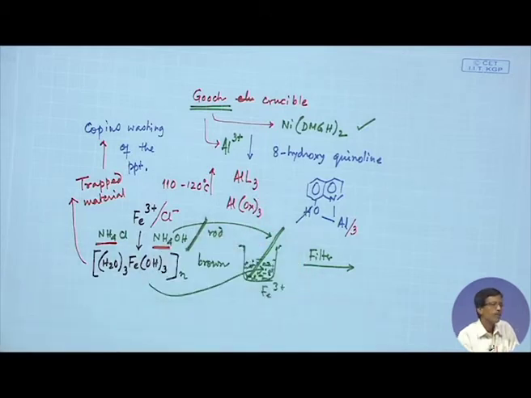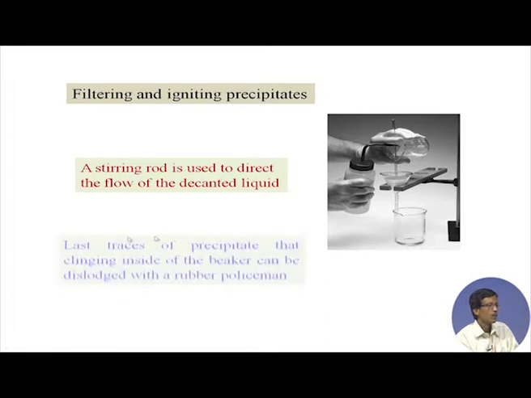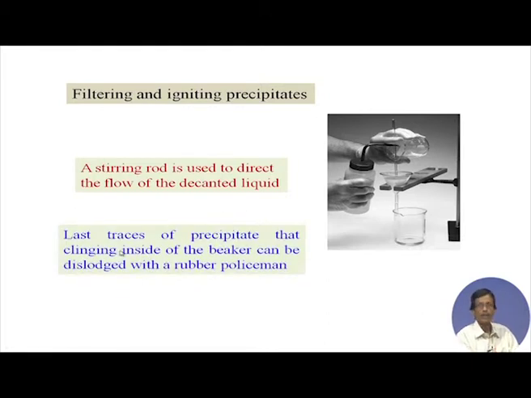So, when we transfer this by the water jet, you are at the same time washing your precipitate, and the washing liquid passing through this precipitate comes to this particular beaker. This is your filtrate and your residue will be on this filter paper. The last trace of precipitate adhering to this beaker, because this is the beaker where you precipitated your ferric hydroxide, can be dislodged with a rubber policeman.